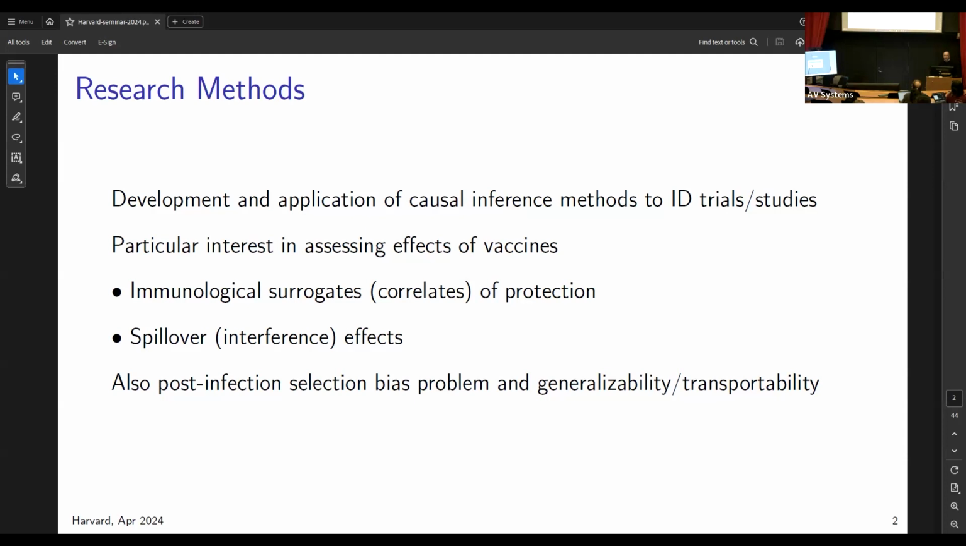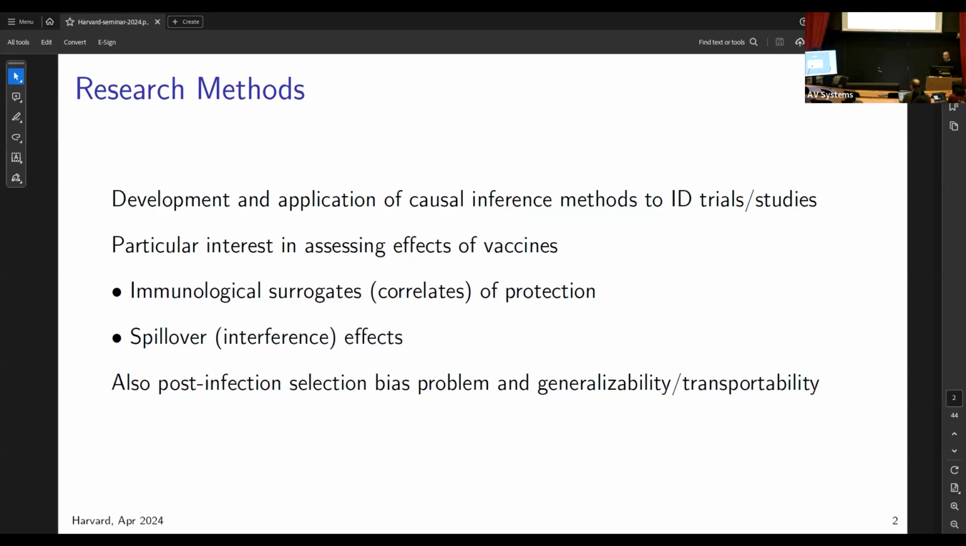And there are two problems that I've been interested in, particularly over the course of my career. One is assessing immune correlates or surrogates of protection in vaccine studies. That's a problem I've worked on quite a bit over the years with Peter Gilbert and others at the Fred Hutch Seattle. And then the other problem, which is the one I'll talk to you about today, is assessing vaccine effects in the presence of potential spillovers, or what in the causal inference lingo we refer to as interference. So drawing inference about effects of vaccines or other preventive measures in the presence of interference.